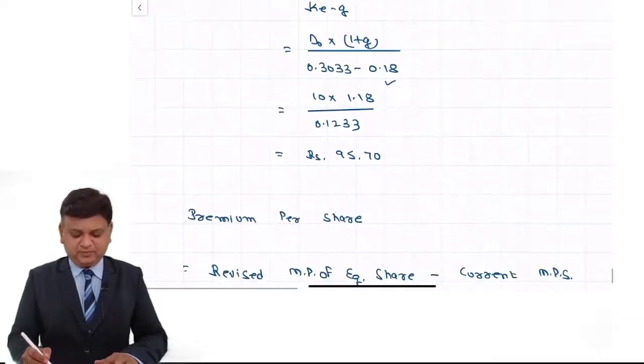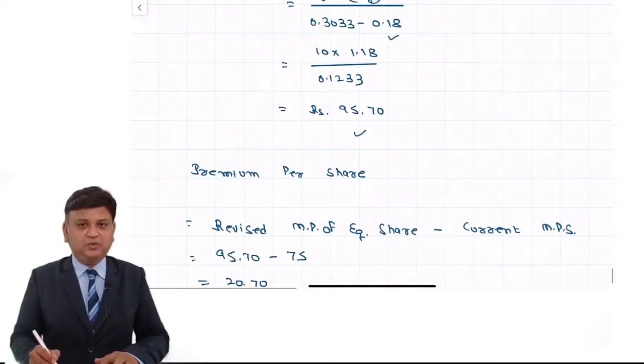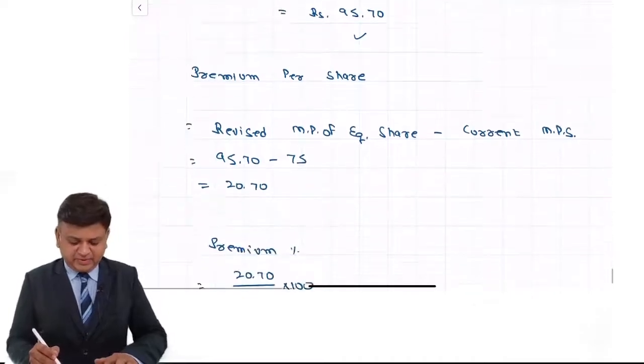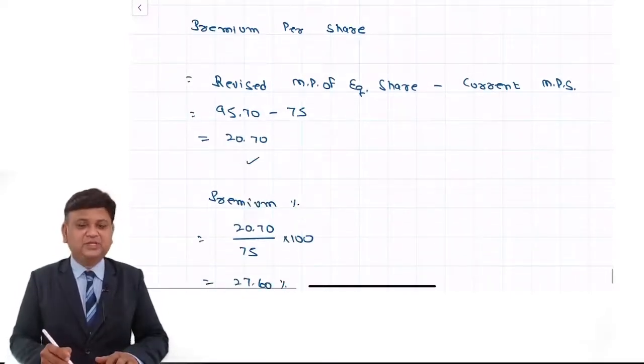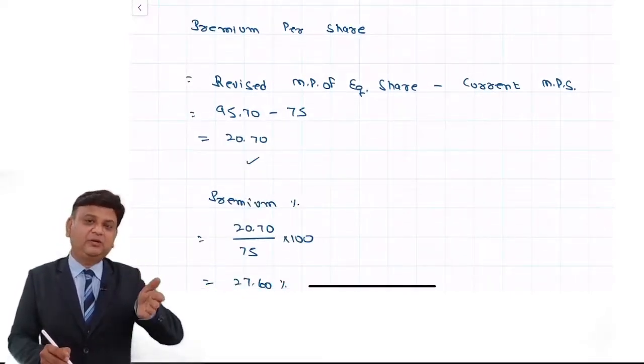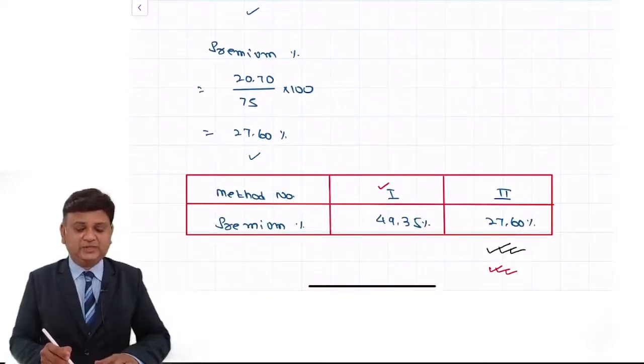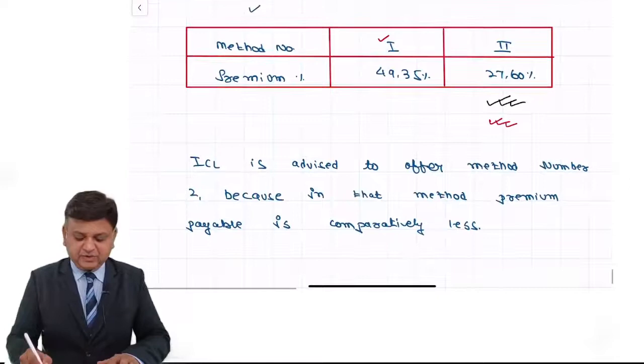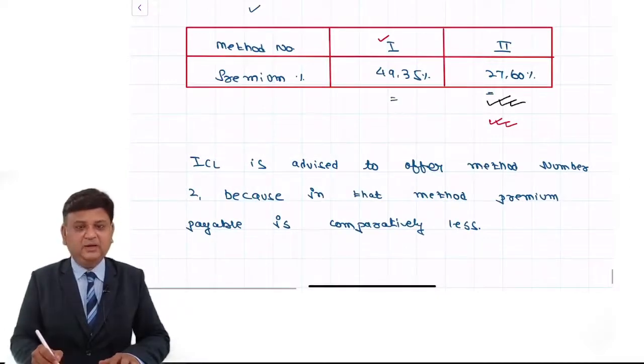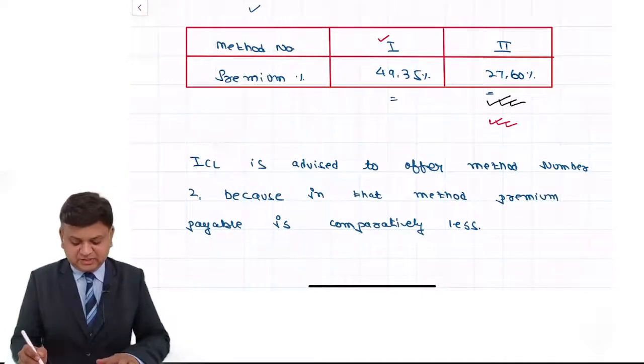Of course, the price is supposed to be higher. It is more by 20 rupees 70 paise, that is the price by which it is higher. So that is the premium that you are going to offer. The premium in percentage term is 27.60. That premium is lower than the method number 1. So method number 2 is suggested.